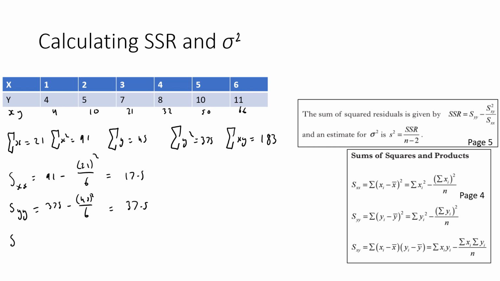Now the last one is Sxy, which is 183 minus 21 times 45 over 6. And that gives us 25.5.